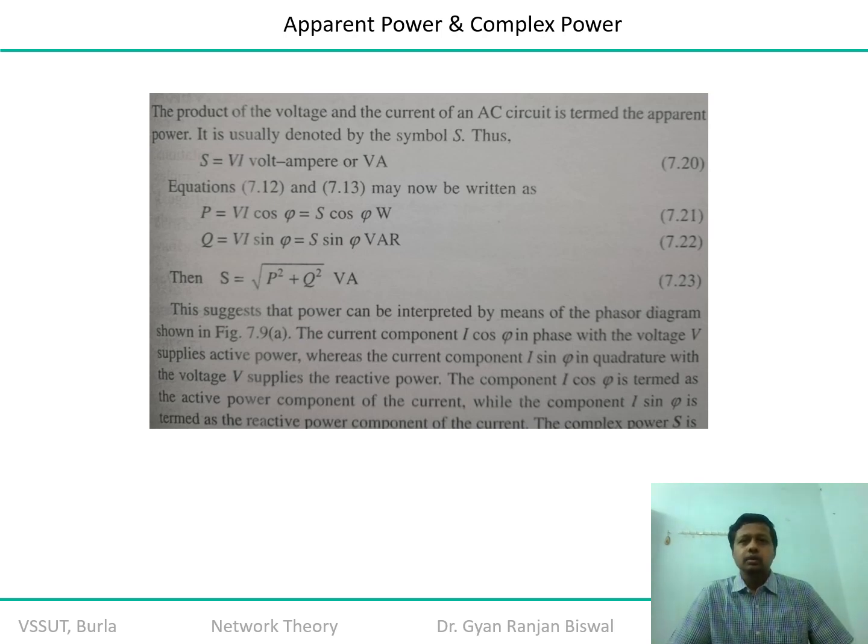Because the real quality, the 100% pure power, is the real power, and to achieve that you have to make your power factor equal to 1. That is the idealistic one. Again, we should not achieve it. We should not think about it at all.